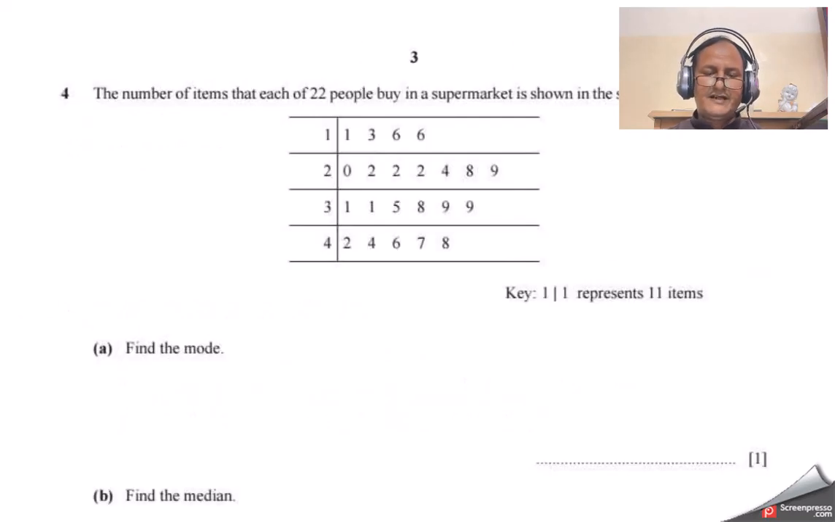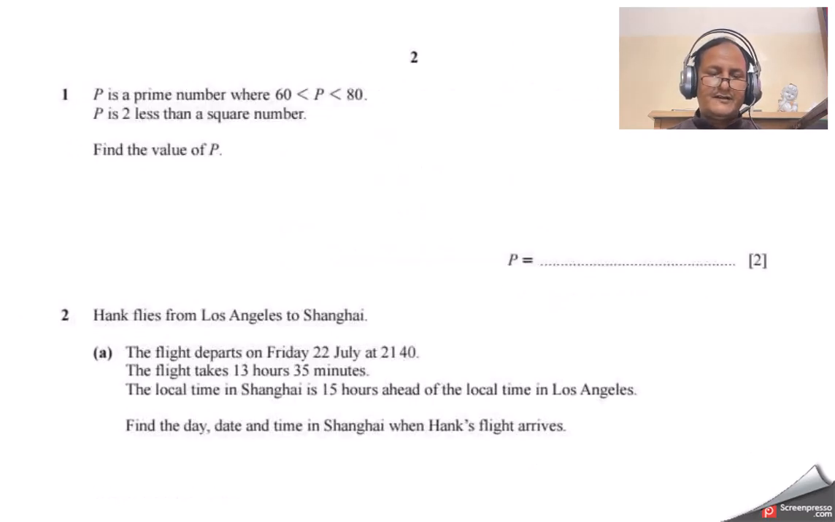For example, here we have question number 1: P is a prime number where 60 is less than P, and P is less than 80. P is 2 less than a square number. Find the value of P. From this inequality, we're supposed to find a square number which is 2 less than P, and that is a prime number.